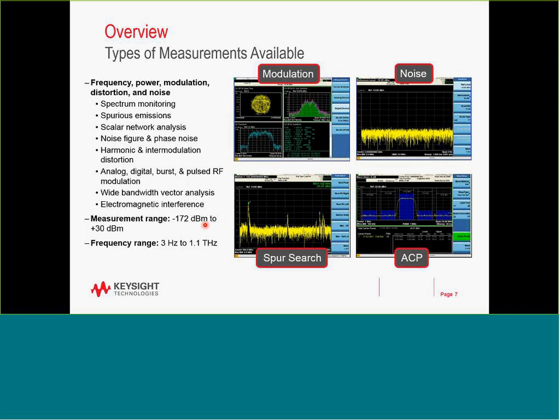As far as the frequency range, the analysis can go all the way down to 3 hertz, and we have models that go up to 50 gigahertz from the front panel. But if you need to go higher than that, we have frequency extension or an external mixer that will allow you to go above a terahertz in frequency.